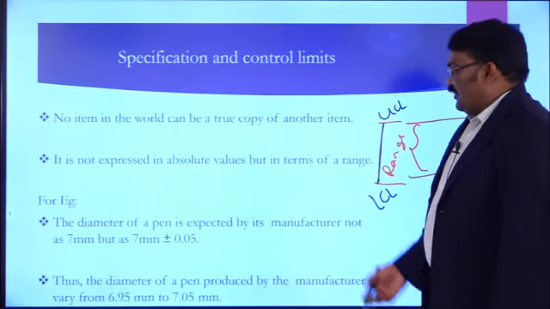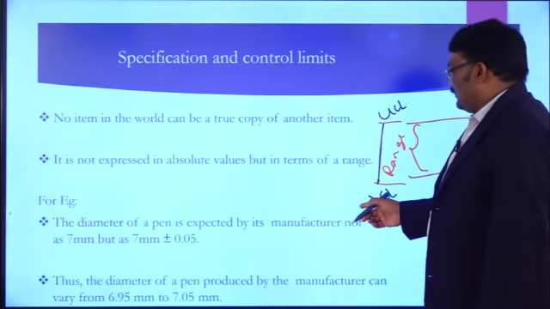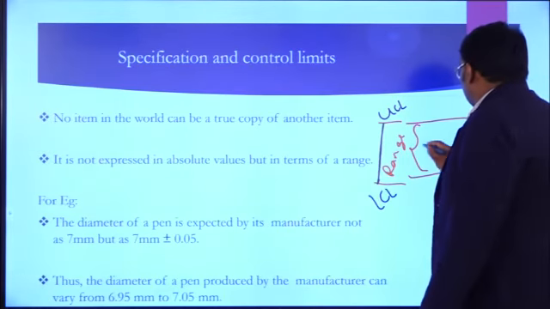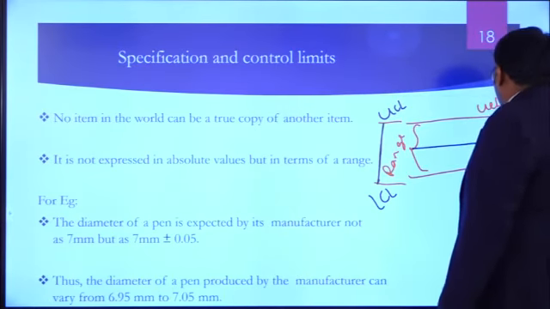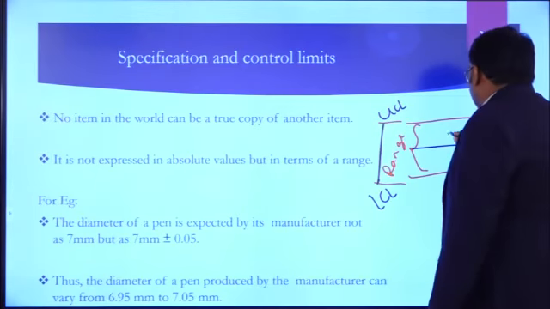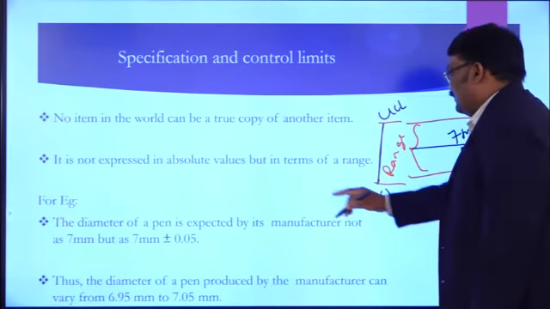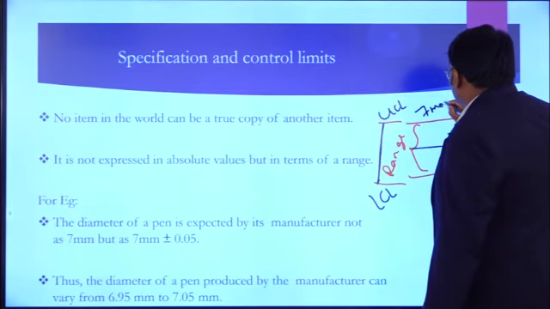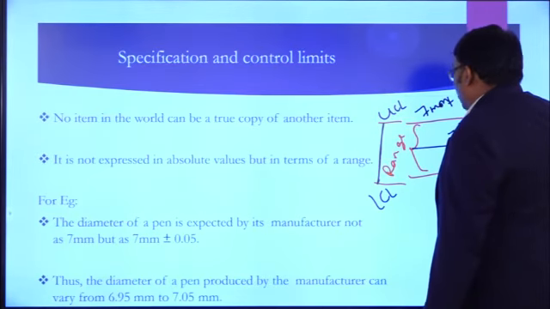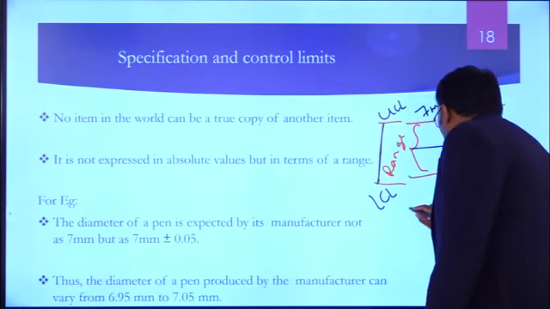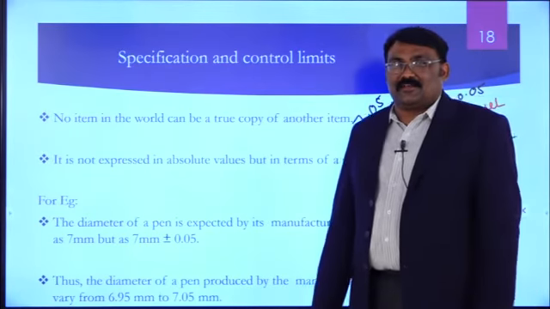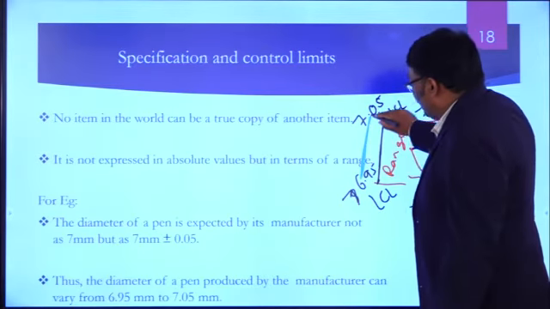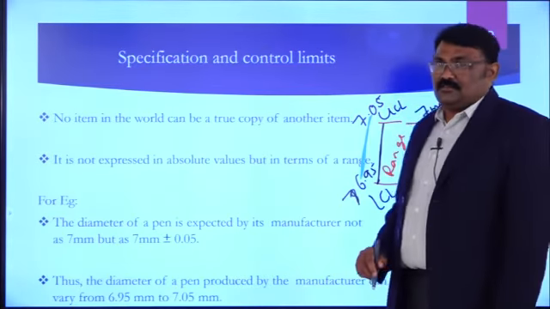Okay. For example, the diameter of a pen is expected by its manufacturer not as exactly 7 mm. This is the central limit. I take the central limit as 7 mm, the upper control limit is 7 mm plus 0.05, and the lower control limit is 7 mm minus 0.05. So, in continuation, we understand the range is from 6.95 to 7.05.